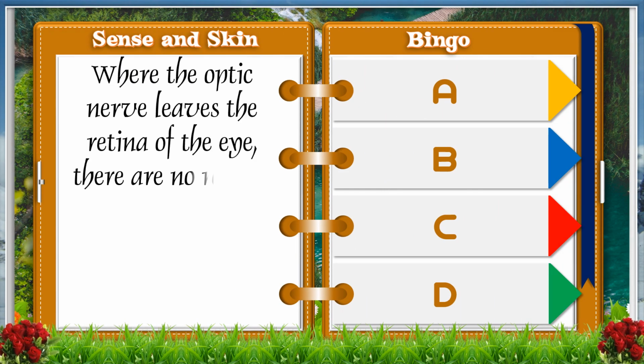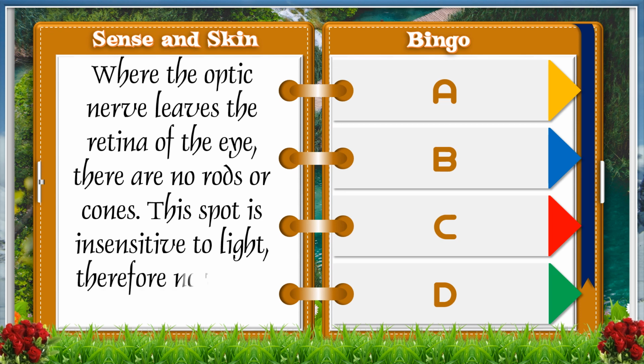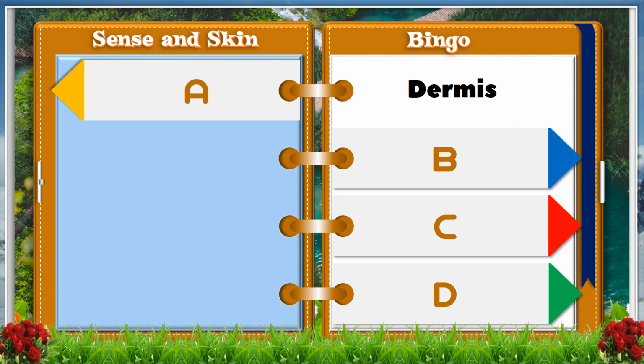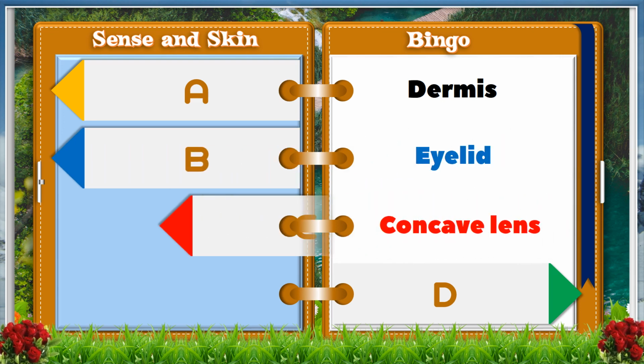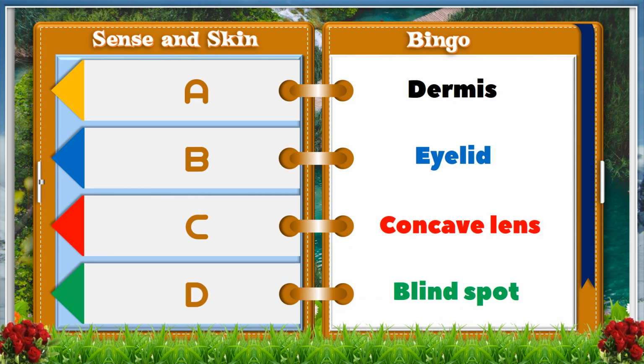Where the optic nerve leaves the retina of the eye, there are no rods or cones. This spot is insensitive to light, therefore no vision at this spot. A. Dermis. B. Eyelid. C. Concave lens. D. Blind spot. And the answer is D. Blind spot.